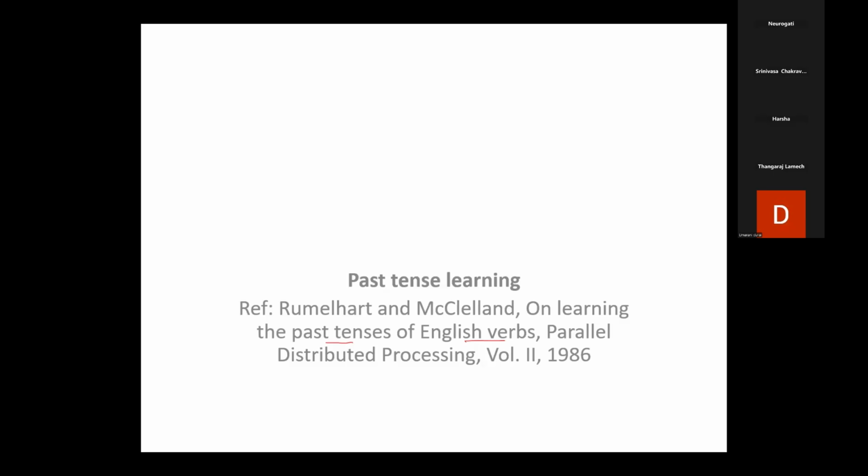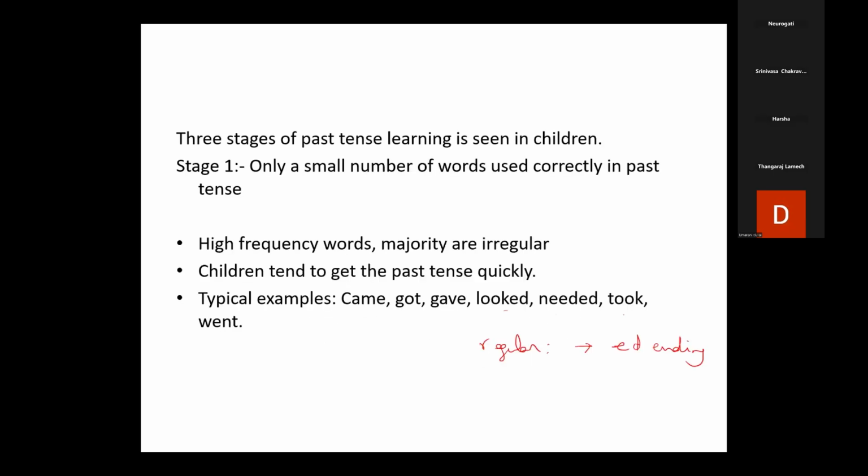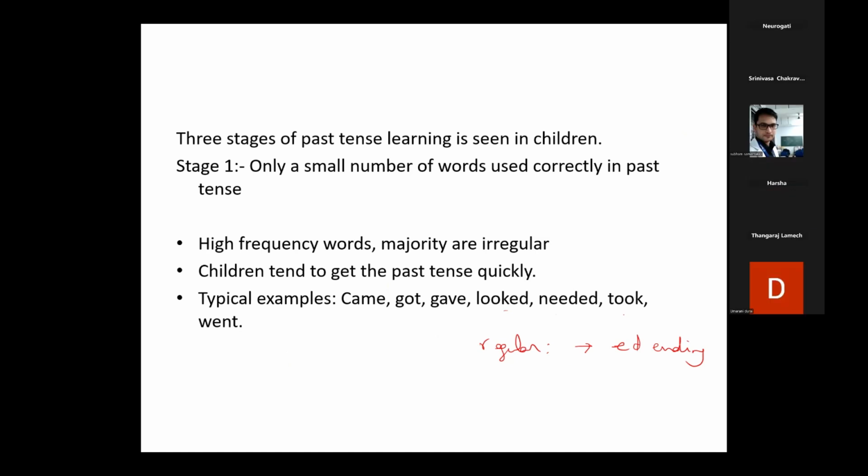The first study I'll look at is what is called past tense learning. With English, learning past tense is slightly complicated because there's no single regular pattern. Whereas in Indian languages, I don't think we have that problem. So typically what happens is when children learn the past tense forms of verbs, they face some difficulty at a certain age.